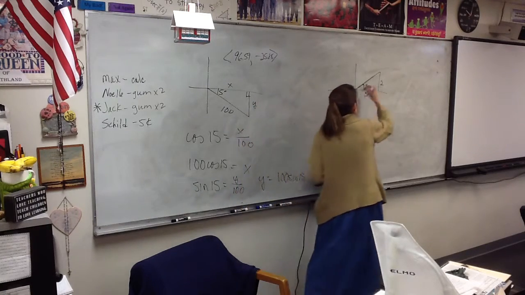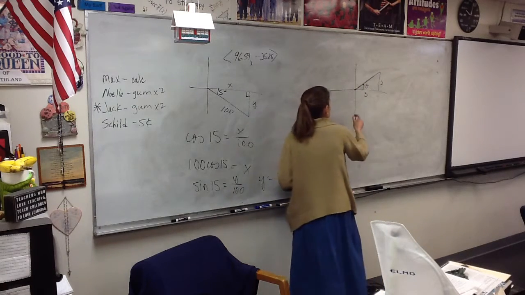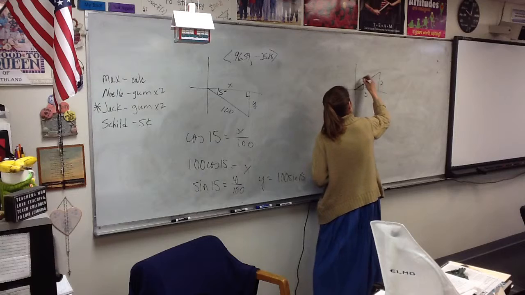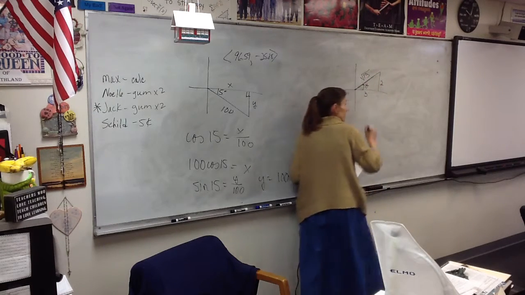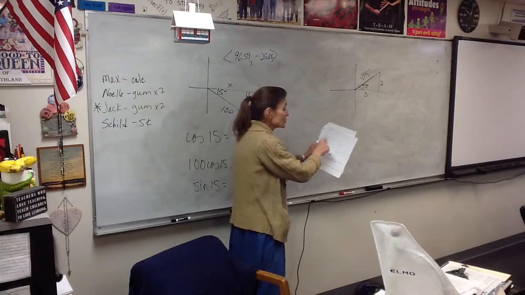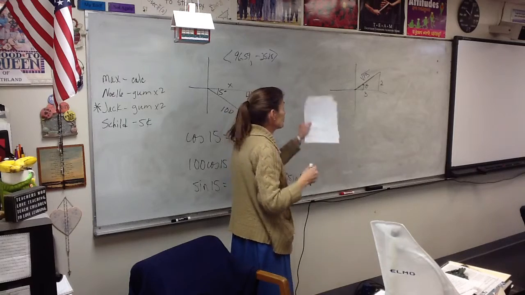Now, you know how to find the magnitude. You've done it already lots of times. What's the magnitude going to be? Square root of 9 plus 4, 13. So the question says find the magnitude and the direction angle. Magnitude is root 13.